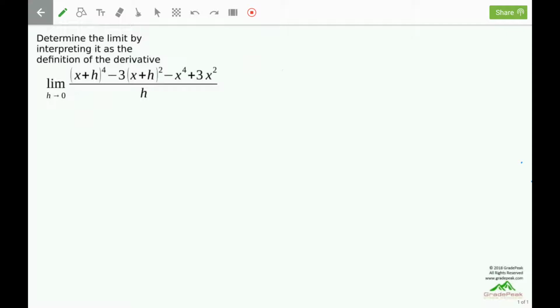This limit is of the form limit as h goes to 0 of f of x plus h minus f of x, all over h. The result of this limit is the derivative f prime of x. So instead of working out the limit directly, which can take a while, we can instead take the derivative of f of x, and that'll be the result of the limit.